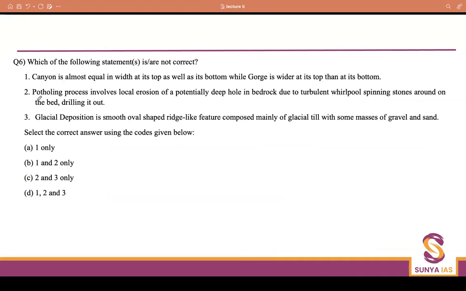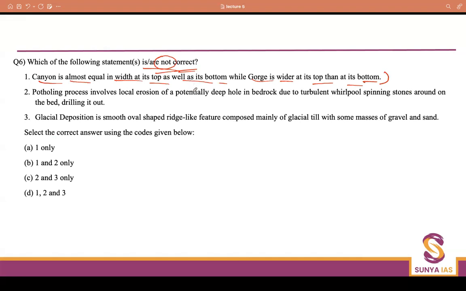Let's look over to the next question now. The next question says: which of the following statements is or are not correct? Again, it is asking about not correct, so be very cautious. The first statement says that a canyon is almost equal in width at its top as well as bottom, while a gorge is wider at its top than its bottom. This is the statement which is given.